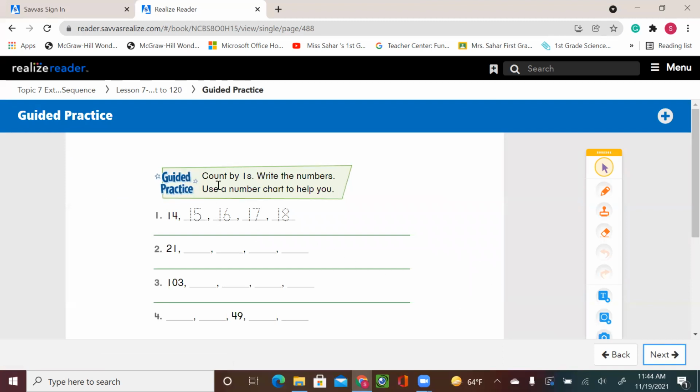All right, in your book, page 294, count by ones, write the numbers, use a number chart to help you. So this is counting by ones. 14, after 14, 15, after 15, 16, 17, 18. Now 21, what you do, you're counting on by 1. So after 21, we have 22, 23, 24, 25.